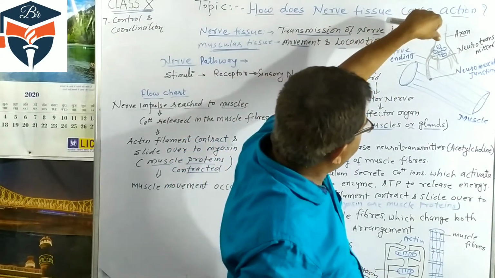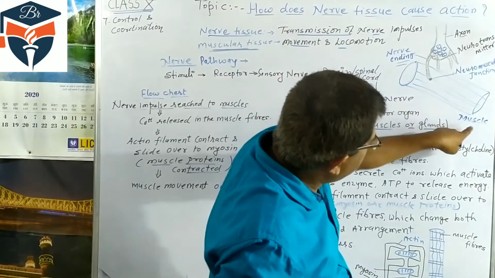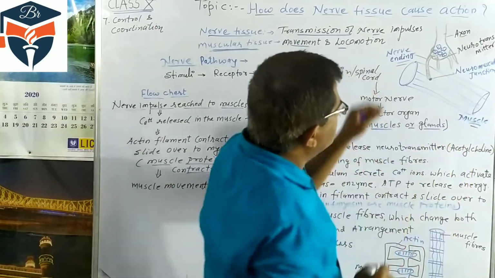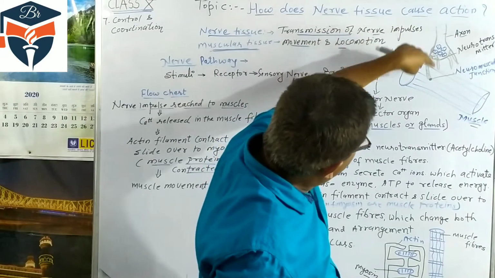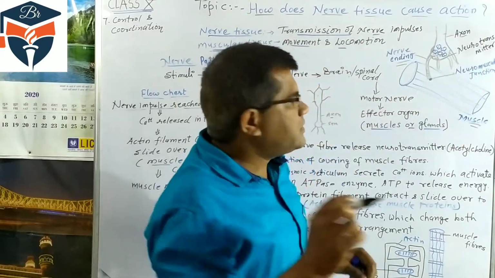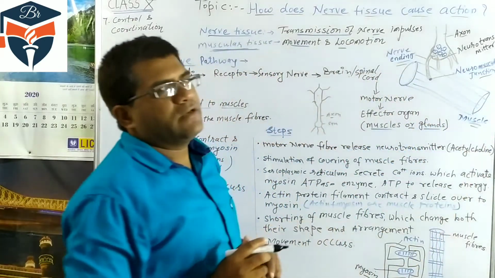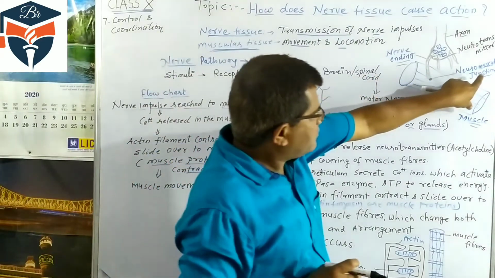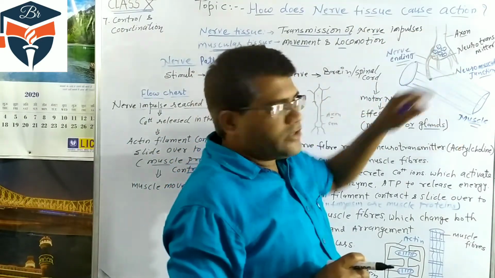Now what happens? The nerve ending goes toward the muscle. Where it meets the muscle, it is called the neuromuscular junction. So what is the neuromuscular junction? The junction between neuron and muscle. This point is very important.